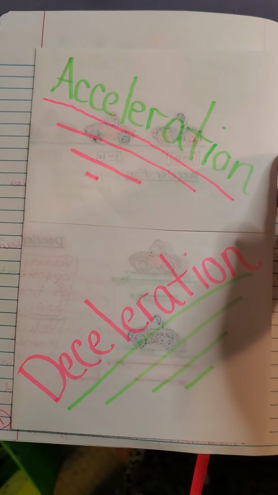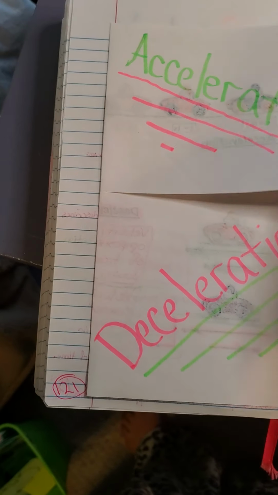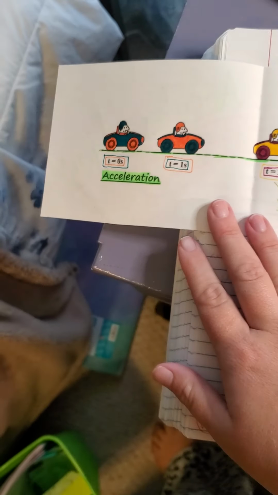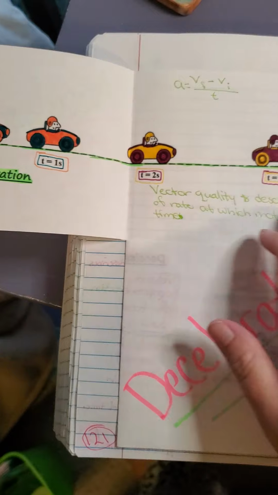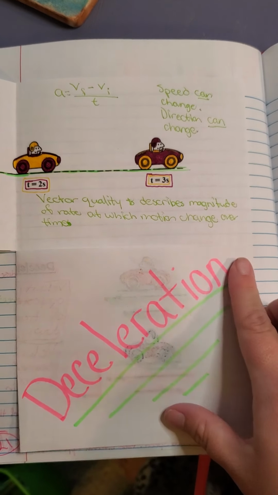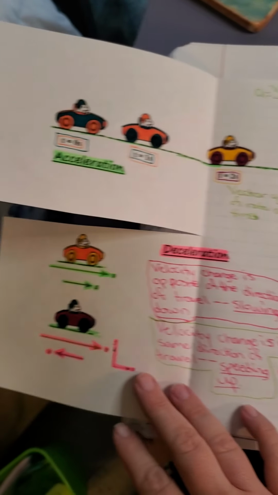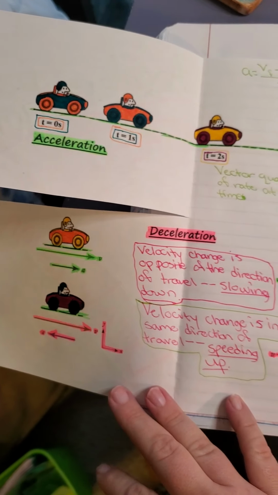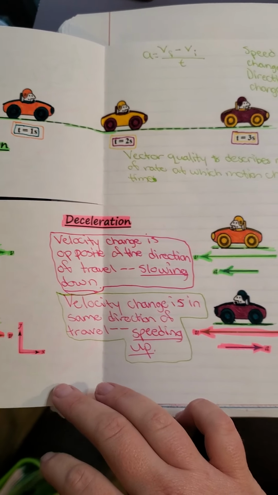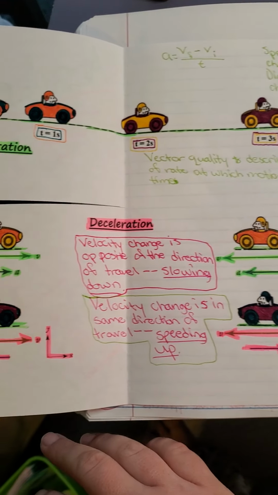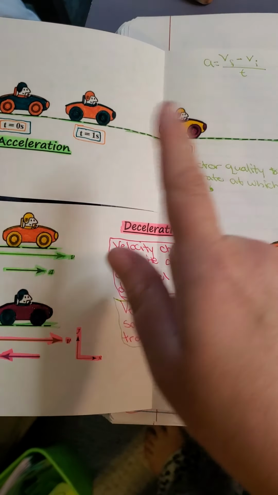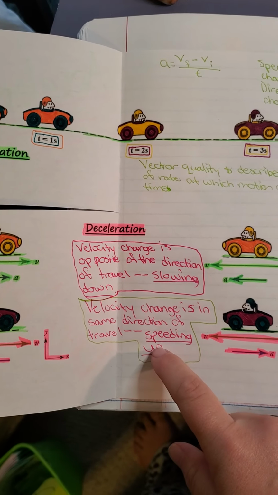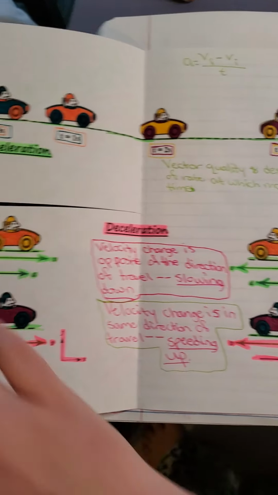Here's acceleration and deceleration. And I color coded everything that's green or boxed in green is acceleration, deceleration's all the pink.